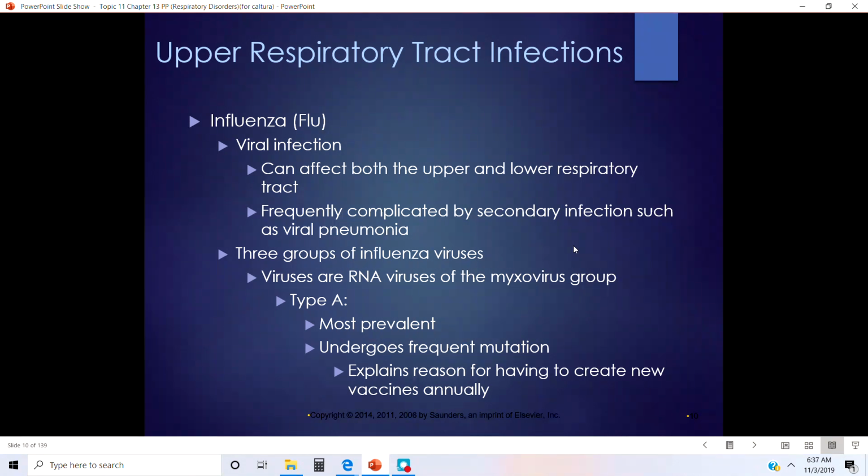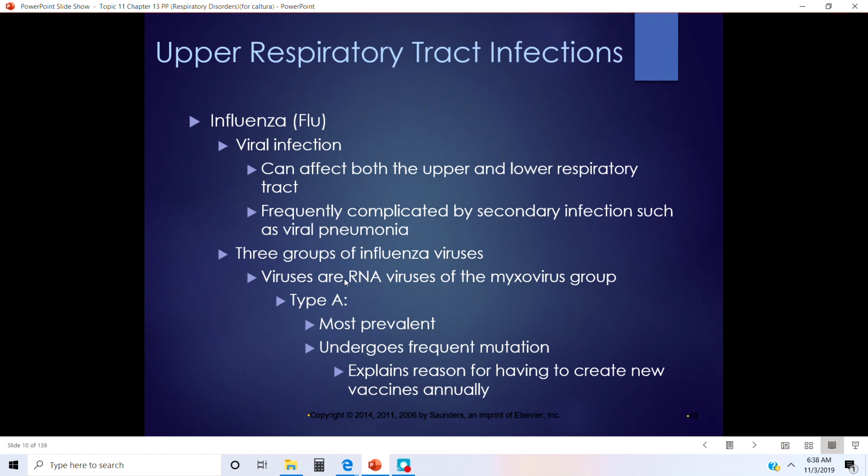This is a viral infection that affects both the upper and the lower respiratory tract. One of the problems is that a lot of times there are secondary infections where the individual gets something like a viral pneumonia, right? So this can be quite severe, and as a matter of fact, it can be fatal. A lot of times people do die from the flu. So we're going to break the flu down into three groups of influenza viruses.